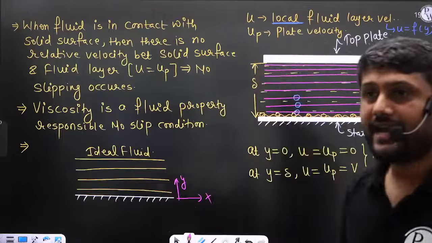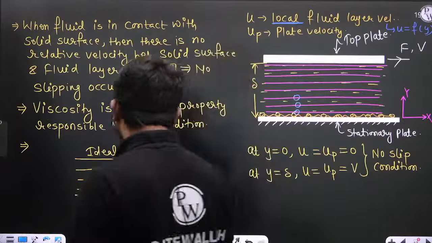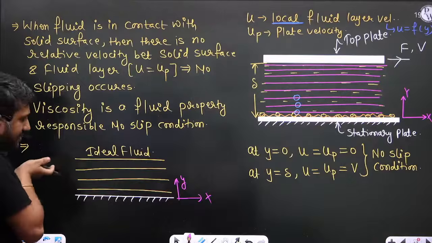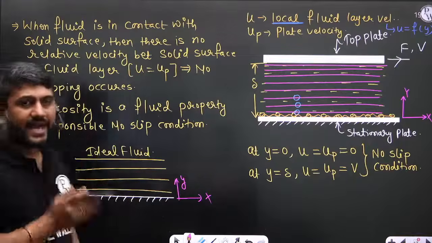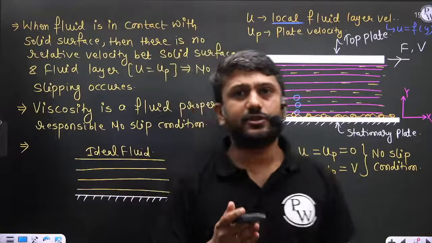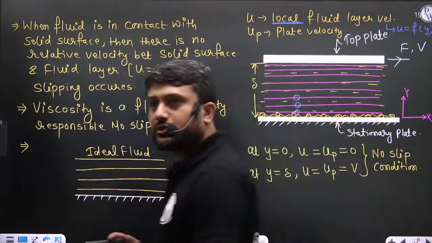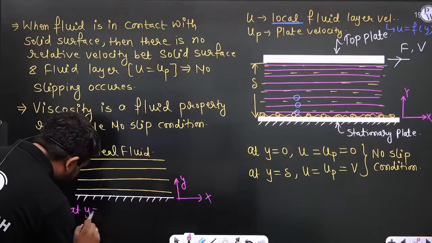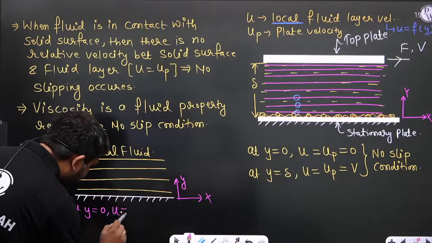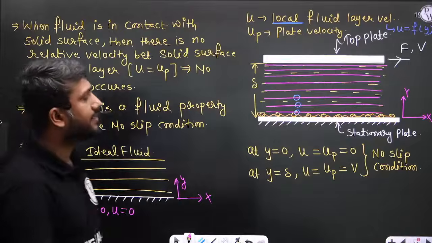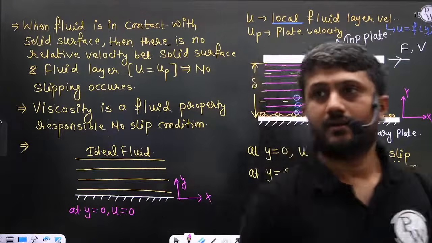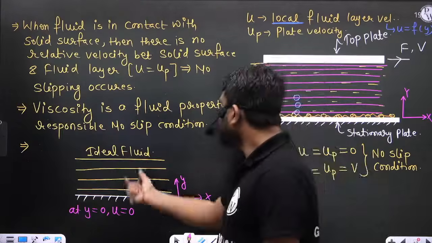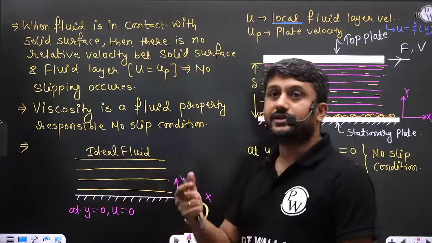So can we write at y is equal to 0, in case of the ideal fluid, when the ideal fluid is flowing over the plate, can we say at y is equal to 0, u is equal to 0? Can we say? No. We can't say, because in case of the ideal fluid, the viscosity is 0.